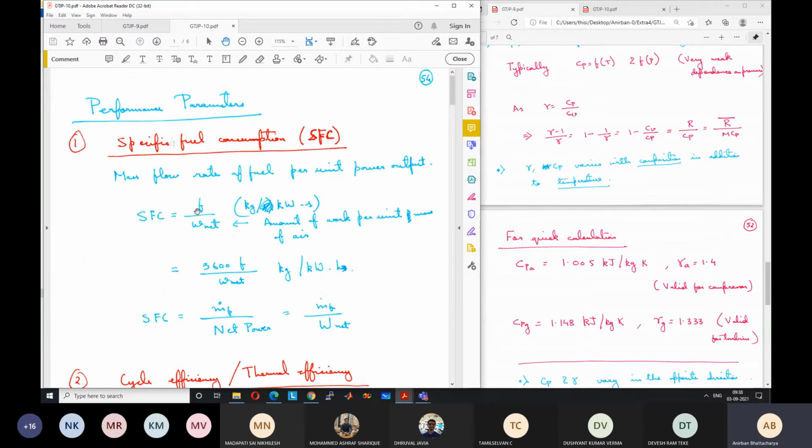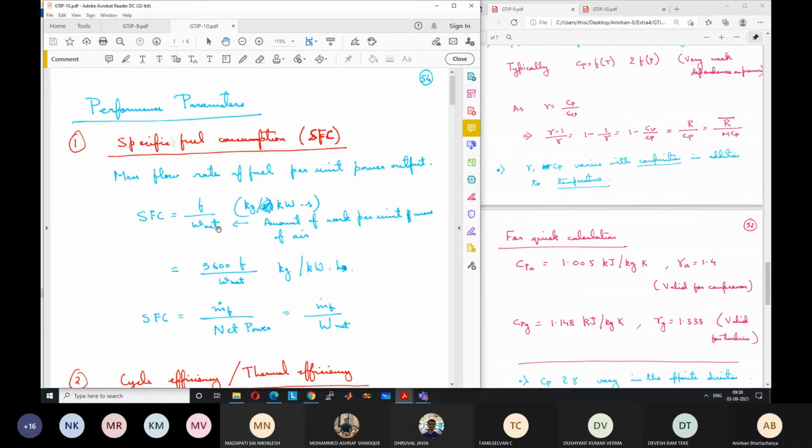Now, if you divide by the mass flow rate of air, you are left with F, which is the fuel air ratio, and in the bottom you get the amount of work per unit mass flow rate of air, which is small w net. So F by small w net. What is the unit of F?